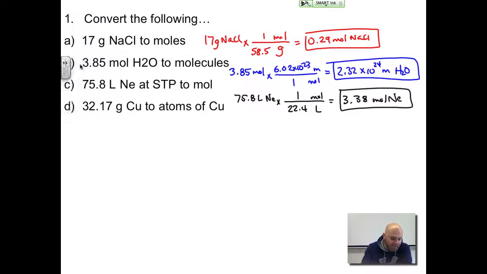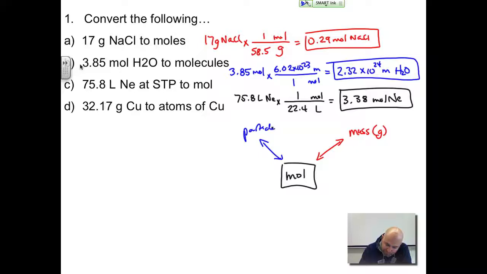My last one is a multi-step, grams of copper to atoms of copper. I'm going to just go ahead and review our little flow. I'm a big fan of this. We can go mass in grams, we can go particles, and we can go liters. So there I am. I'm starting with grams. So 32.17 grams of copper, and let's change it to moles, and then I'll go to particles.